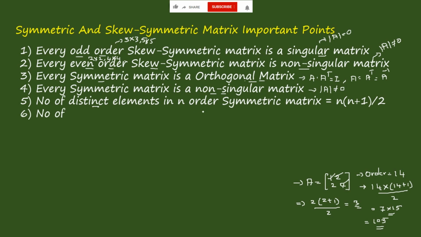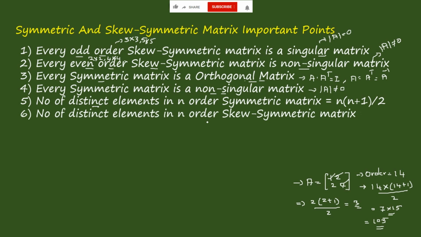Similarly, for a skew symmetric matrix, the number of distinct elements in an n order skew symmetric matrix is equal to n square minus n plus 1. If you consider an example, A is a 3 cross 3 matrix: 0, 1, minus 2, minus 1, 0, 3, 2, minus 3, and 0. It is a skew symmetric matrix. We can find the number of distinct elements with this formula. It is given as 3 square minus 3 plus 1, which is equal to 7. Just count it: 1, 2, 3, 4, 5, 6, and 7. Yes or no? Come to the next one.